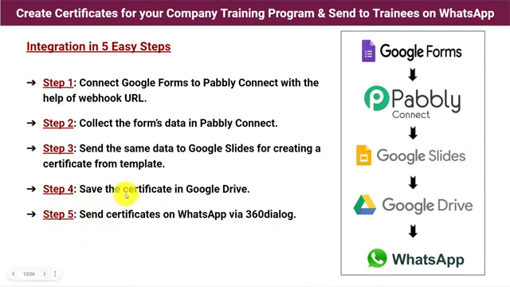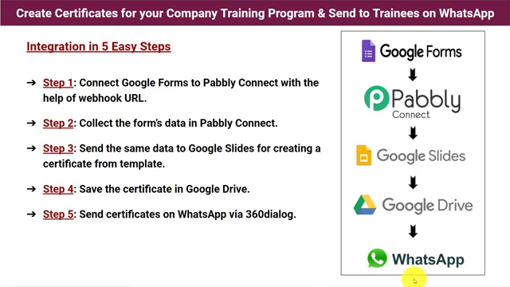So step number 4 says save the certificate in Google Drive. In step number 4, we will be integrating Google Drive with Pabbly Connect, because I have created a folder in my Google Drive where I want all my certificates to get saved first, and then from there they will be sent to trainees on WhatsApp. So step number 5 says send certificates on WhatsApp via 360dialog. Okay guys, why are we using 360dialog here instead of WhatsApp? Why are we not integrating WhatsApp directly? Because WhatsApp does not allow you to send messages directly. For that you have to use another software which is the official API of WhatsApp, that is 360dialog. So here we will be integrating 360dialog.